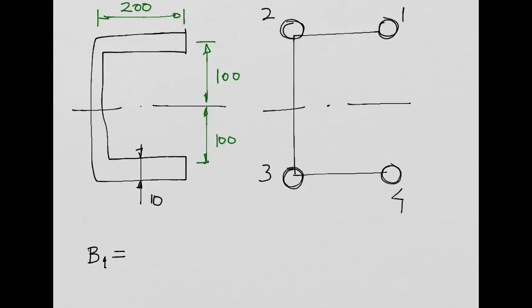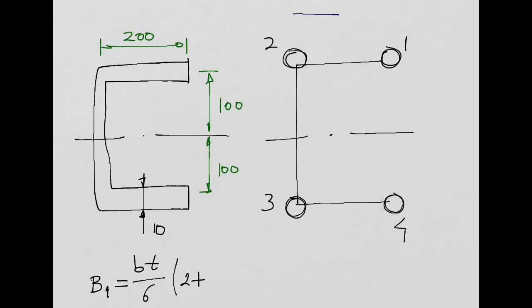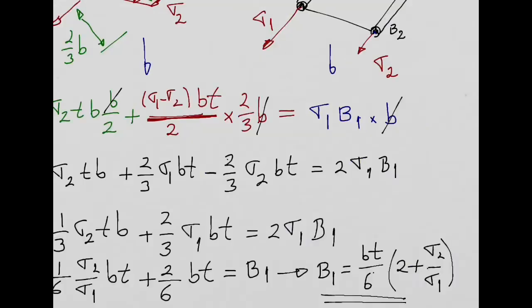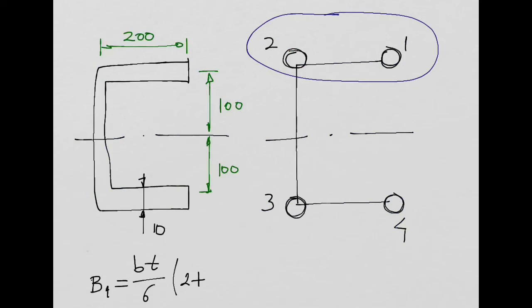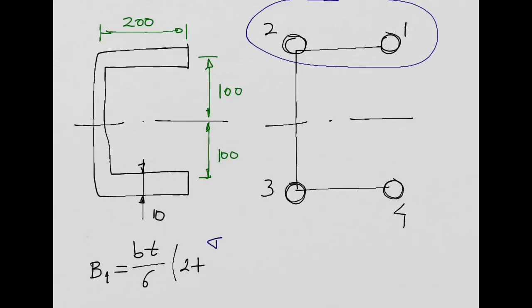So the equation for the area of boom 1 is BT over 6, 2 plus, now we need the ratio of the direct stresses, between sigma 2 and sigma 1. Don't forget, we are looking at this panel on the top. Our starting point was always a plate. We want to build an idealized plate with two booms at the extremities. So the booms we are talking about are boom 1 and boom 2. I need the ratio between the direct stress at boom 2 and the direct stress in boom 1, which is equivalent to Y2 over Y1.